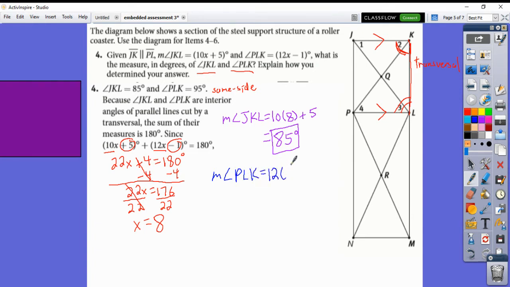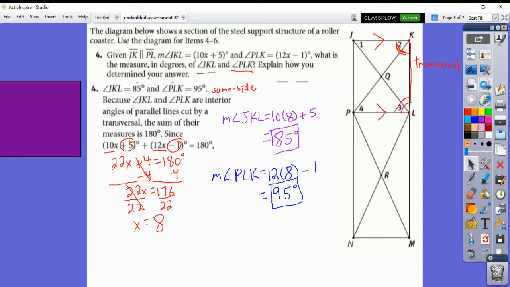Well, let's see. This is 12 times something minus 1 degrees. That something, x, is 8. So 12 times 8 is 96. 96 minus 1 is 95 degrees. That is great news, because 85 degrees plus 95 degrees is 180 degrees. We did it. All right.